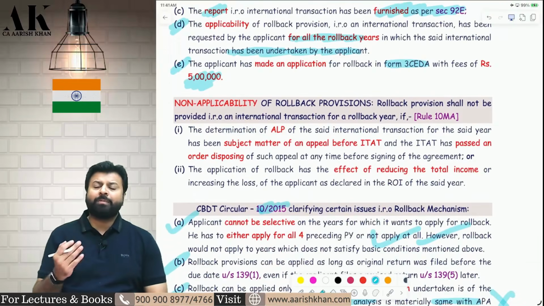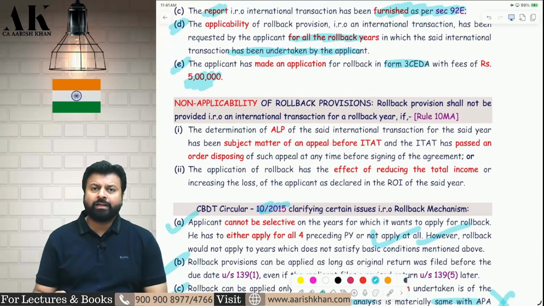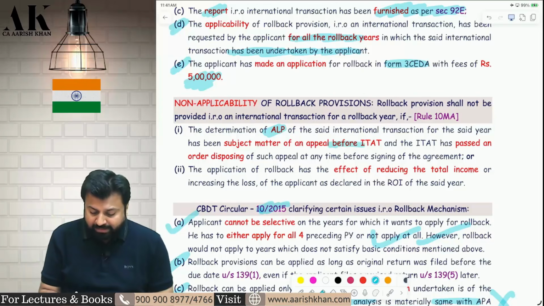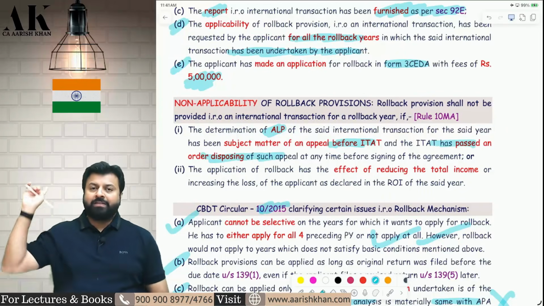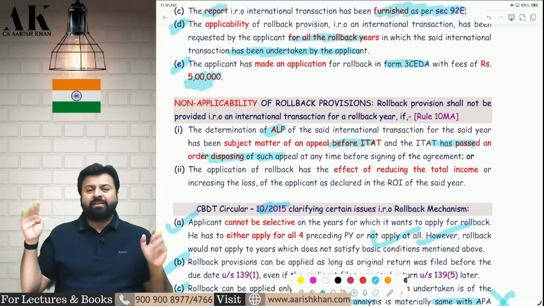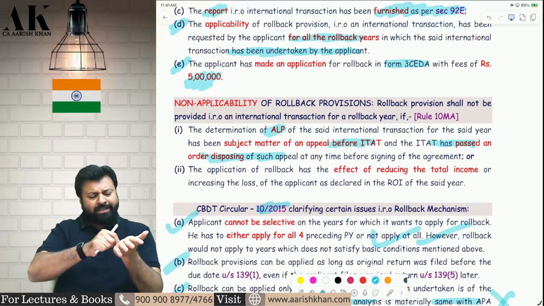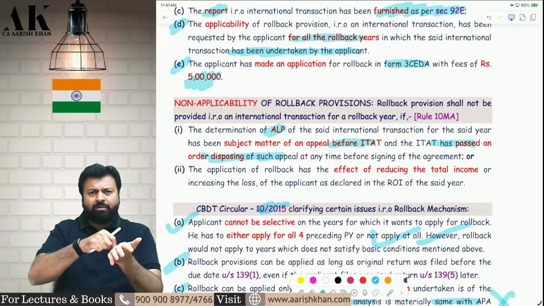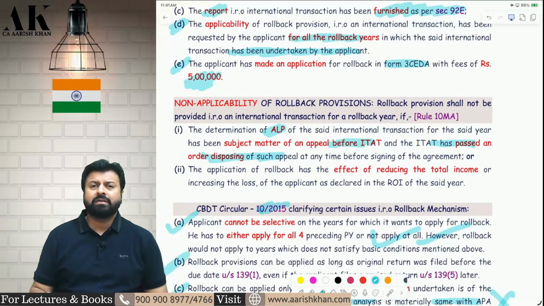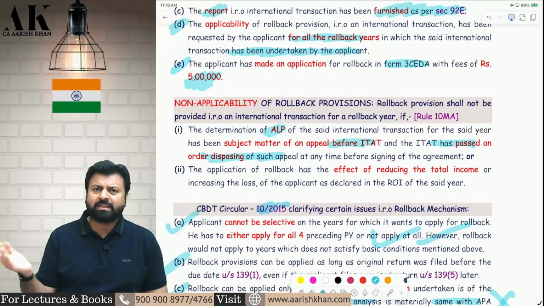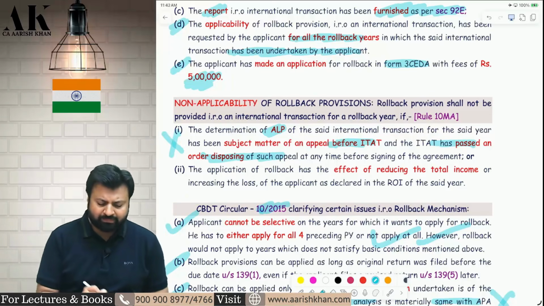Now, in some cases, rollback is not possible ever. When is it not possible? If your determination of arm's length price of the rollback year has already been the subject matter of ITAT and ITAT has passed an order disposing of such appeal. So if any of the years' matter is already in ITAT and ITAT has closed the matter, passed the order, disposed of the matter, confirmed, annulled or modified, that's it, closed. What will the CBDT do after that? CBDT will say the same thing only. So rollback is not possible after that.